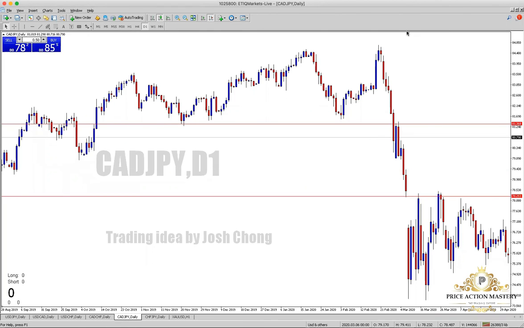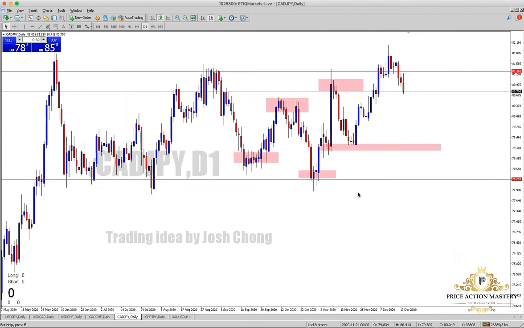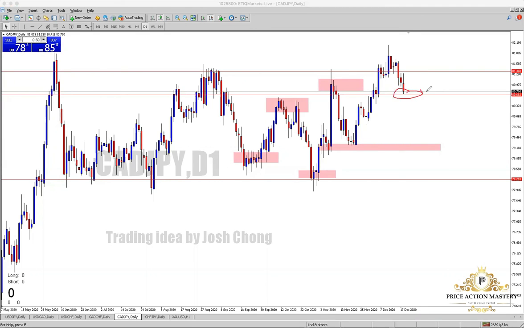CAD Yen. Okay, here. From here, I'm seeing that the market will struggle sometimes and then bounce up. This is what I'm expecting. Because if I sell here, my SL is going to be placed somewhere around here, so the risk will be very low.